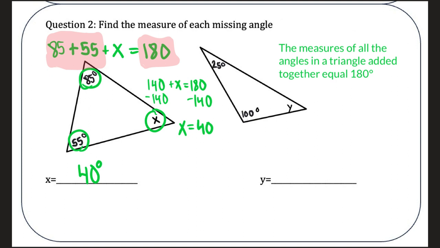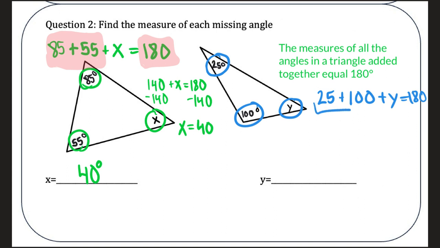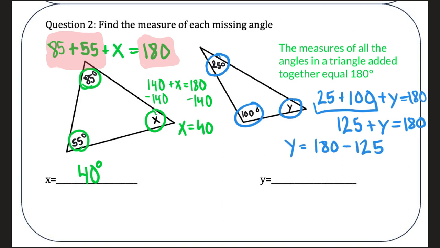On the second one, same idea. 25, 100, and y should all add to 180 degrees, because that's how many degrees there are in all the angles in a triangle. So if we add these two pieces together, we get 125 plus some angle is equal to 180 degrees. So to figure out y, we just need to go 180 degrees minus 125 degrees, and we get 55 degrees.